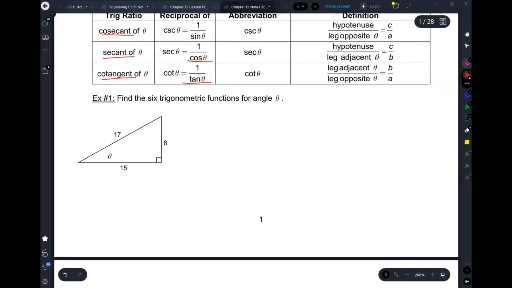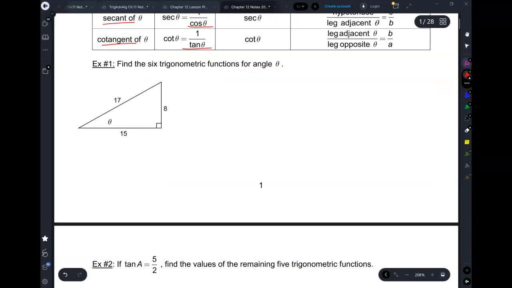Yeah, Pythagoras, right. Okay, so let's find the 6 trigonometric functions for the angle theta. The first thing you want to do is identify where theta is. Theta is this one. Once you determine where theta is, you then have to label your sides. Label the hypotenuse first. It's always the easiest one. It's the longest side facing the 90 degrees. Between the 8 and the 15, which one is adjacent to theta? 15, and then this is the opposite.